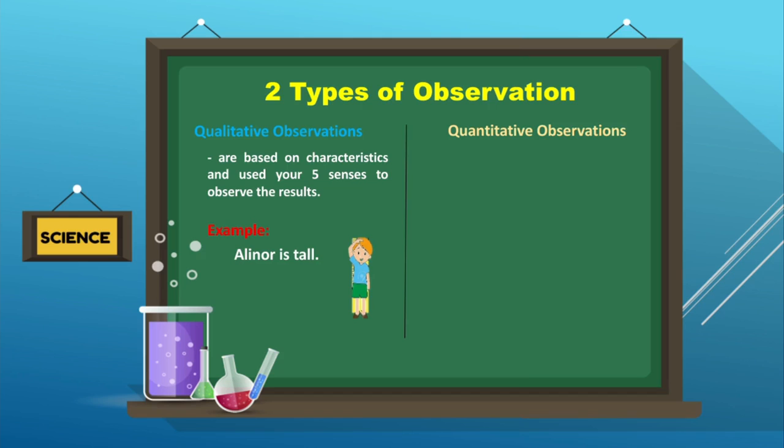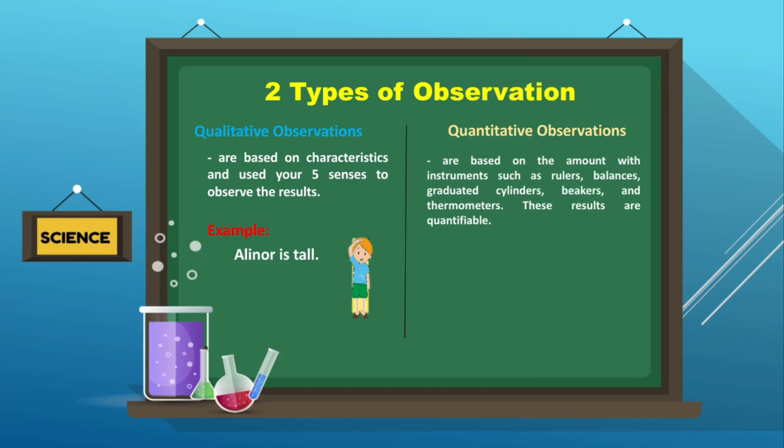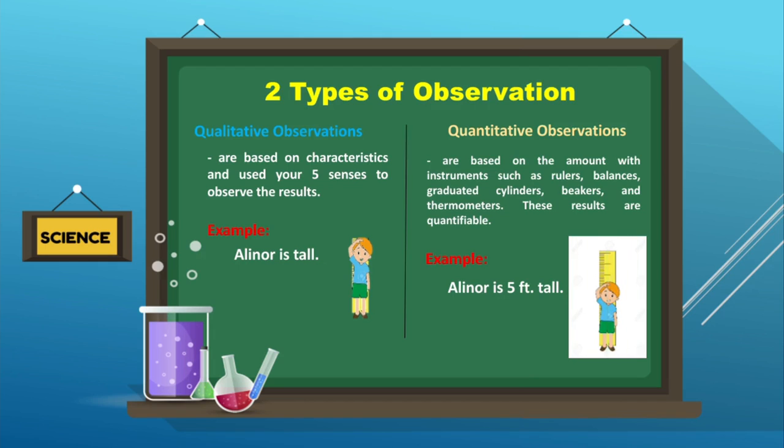While quantitative observations are based on the amount, measured with instruments such as rulers, balances, graduated cylinders, beakers, and thermometers. Now these results are quantifiable or measurable. For example, Alinor is 5 feet tall. In this case, we are describing the height of Alinor, indicating his measured height, which is 5 feet tall.